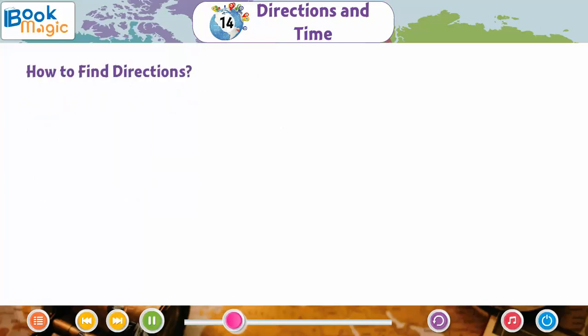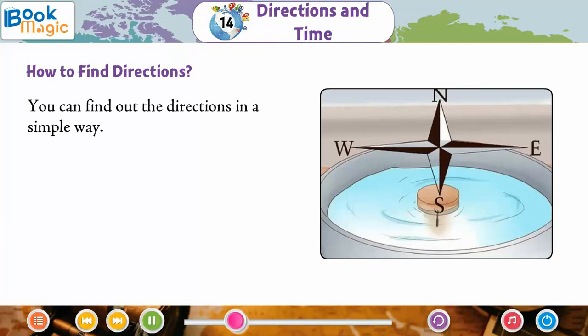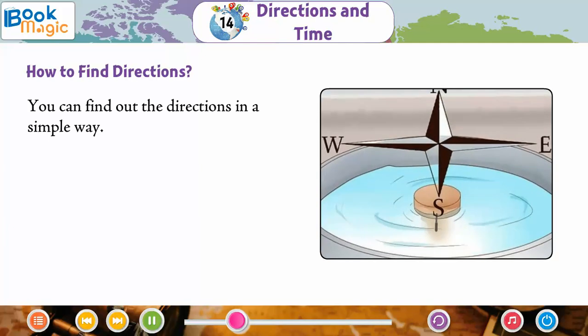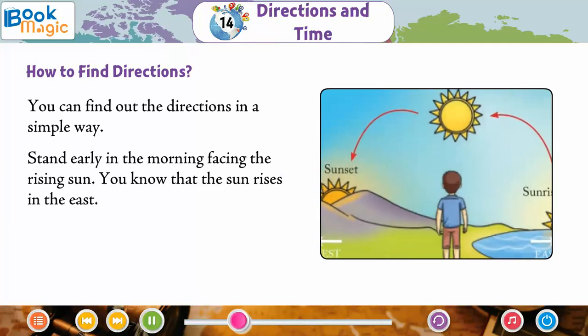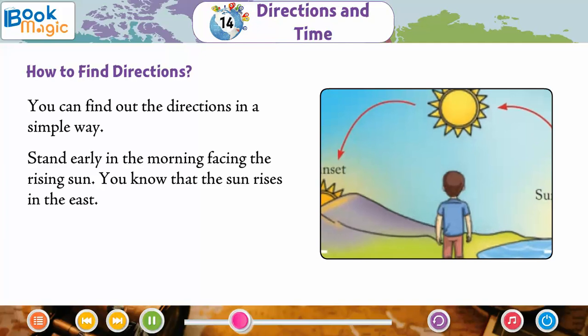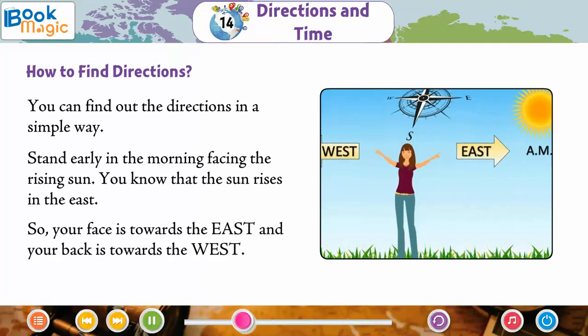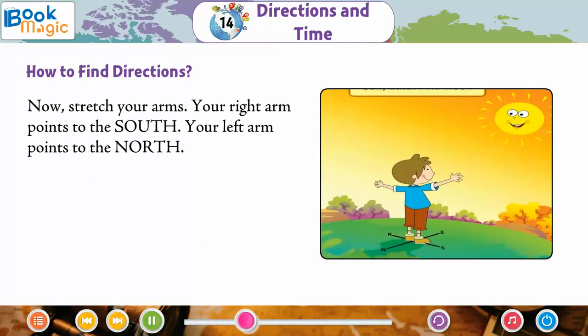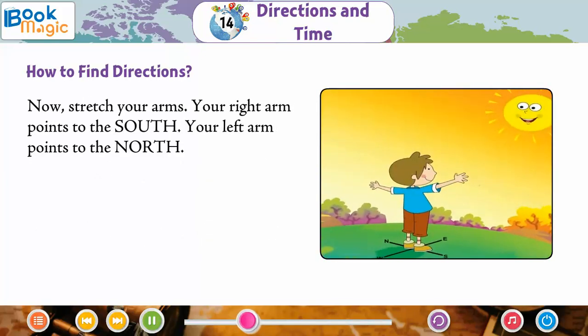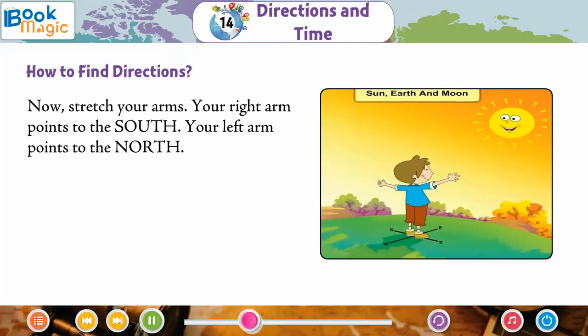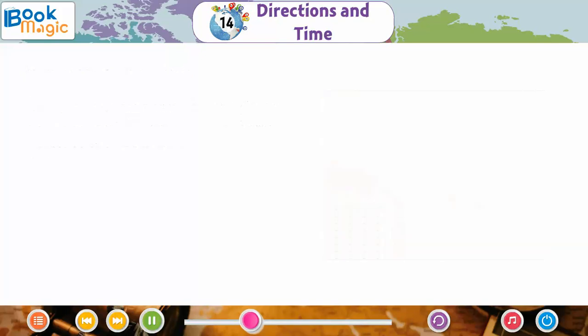How to find directions? You can find out the directions in a similar way. Stand early in the morning facing the rising sun. You know that the sun rises in the east, so your face is towards the east and your back is towards the west. Now stretch your arms. Your right arm points to the south. Your left arm points to the north.